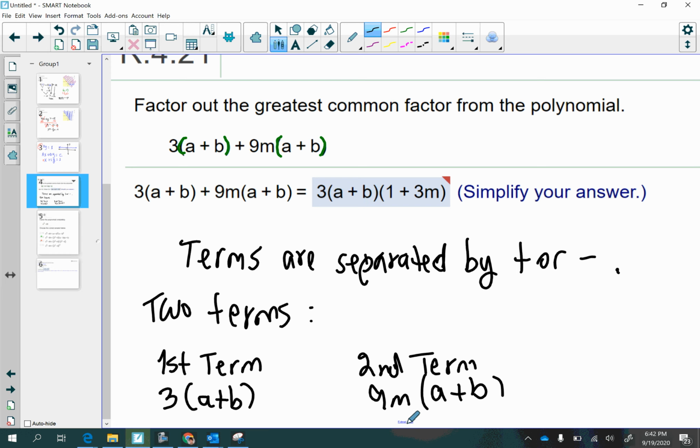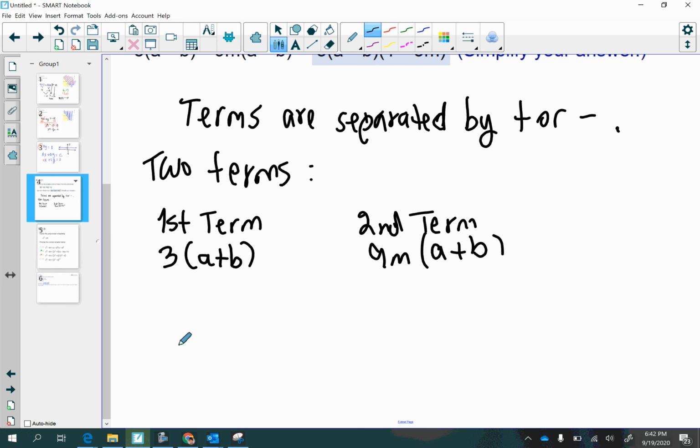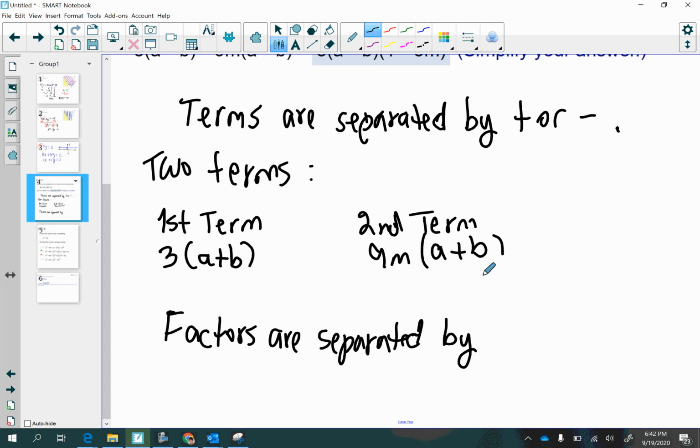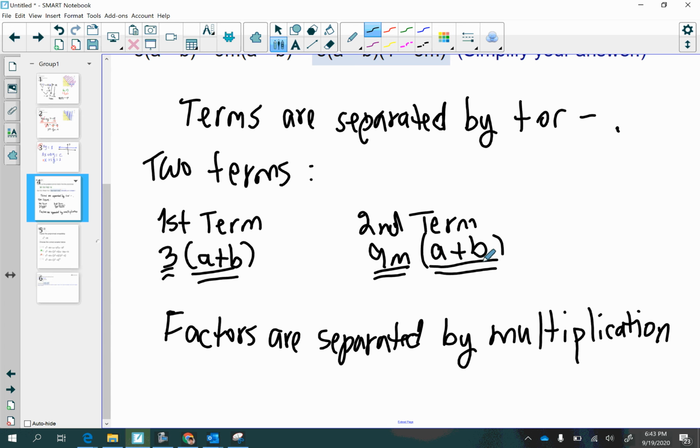And the two terms have one factor. Now, what are factors? Factors are separated by which mathematical operation? Multiplication. Okay, so then this term has two factors, right? One factor here and another one here. The second term has a factor here and a factor here.